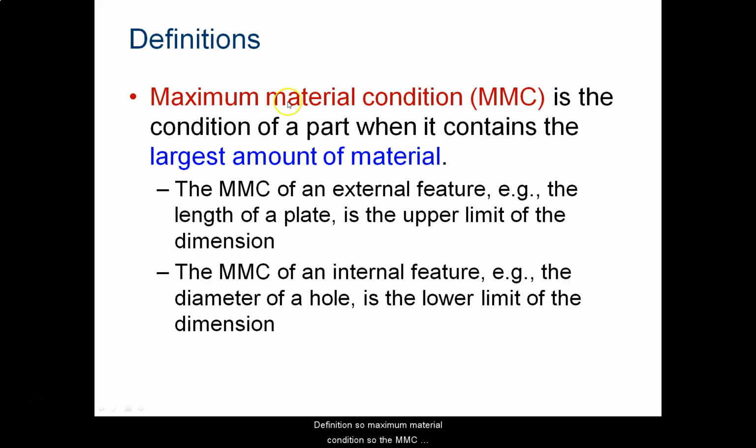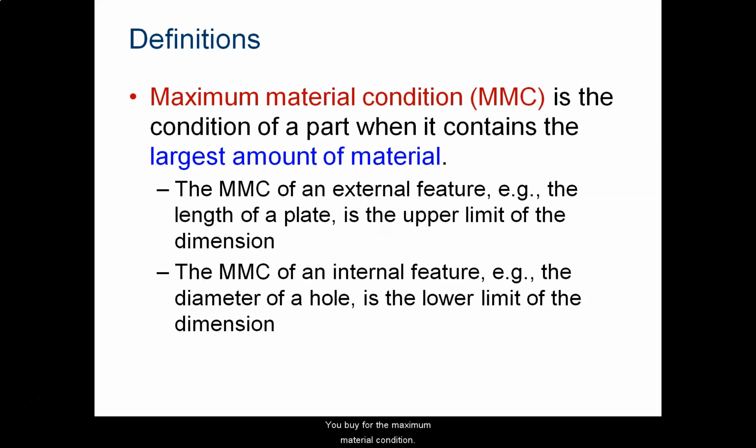Definition. Maximum material condition, the MMC, is the condition of a part when it contains the largest amount of material. The MMC of an external feature, like the length of a plate, is the upper limit of the dimensions. So an MMC matters. Think about if you were going to build something and you were buying plastic to mold those things.